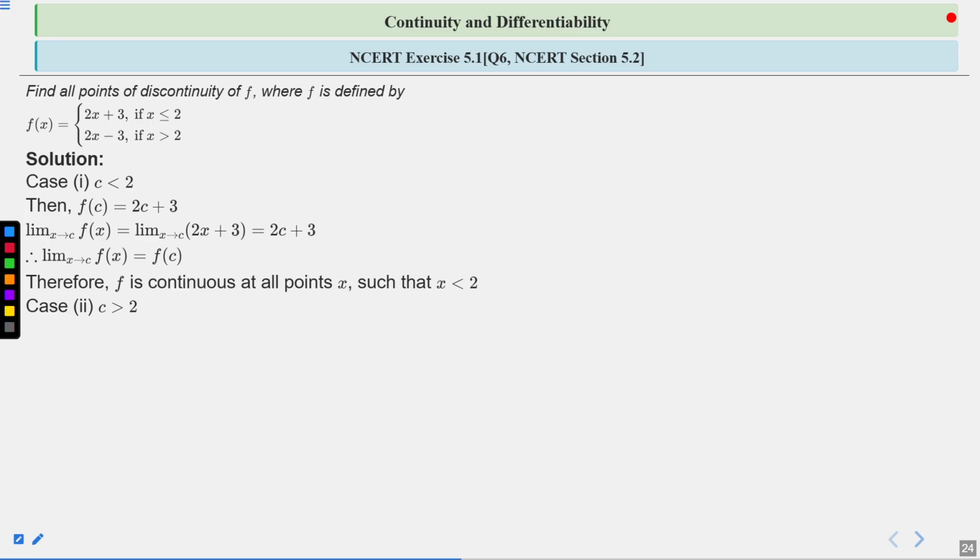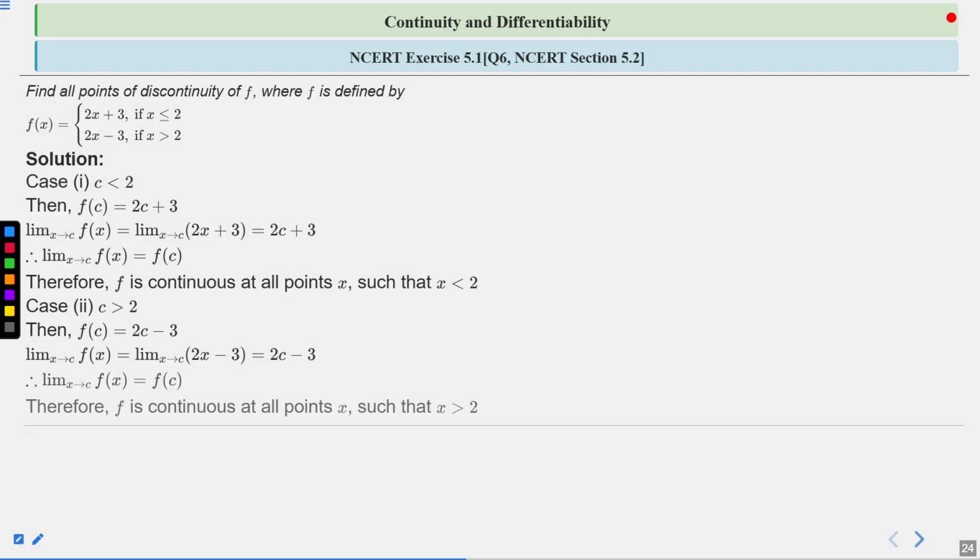Case 2, let us check c is greater than 2, right? Then f(c) will be 2c minus 3. For c greater than 2, f(c) will be 2c minus 3, right? Then the limit as x tends to c of f(x) will be equal to the limit as x tends to c of 2x minus 3, which will be equal to 2c minus 3 itself. Therefore, the limit as x tends to c of f(x) will be equal to f(c). Therefore, we can say that f is continuous at all the points such that x is greater than 2, right?